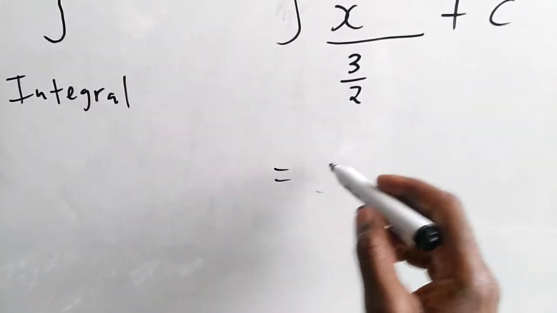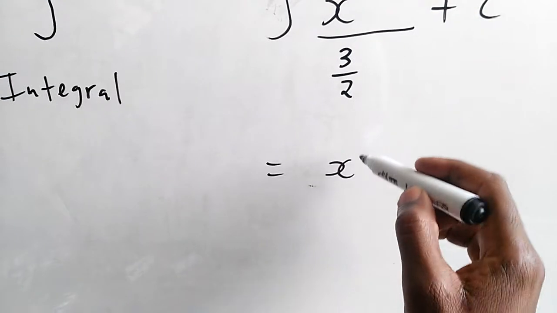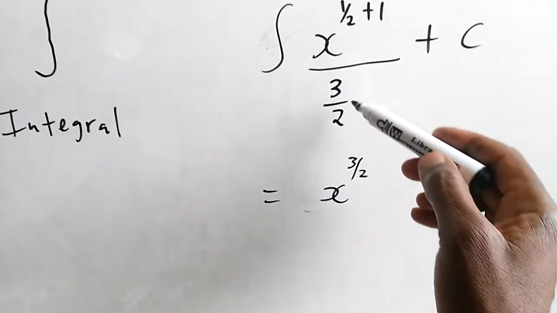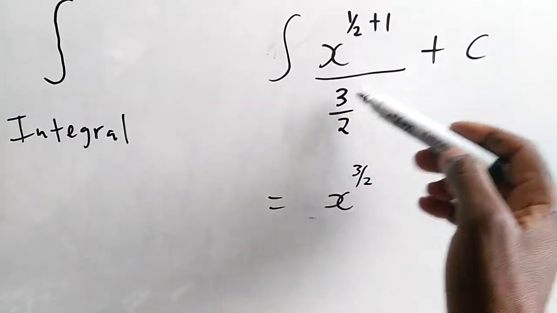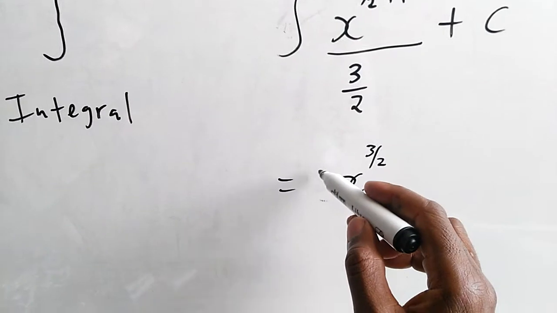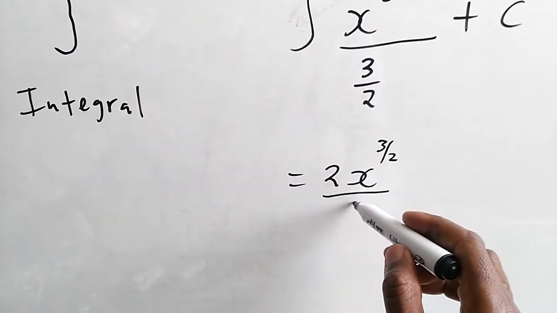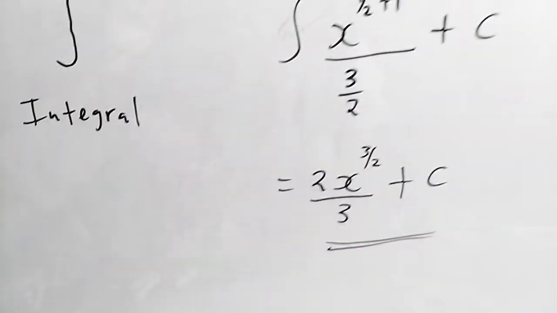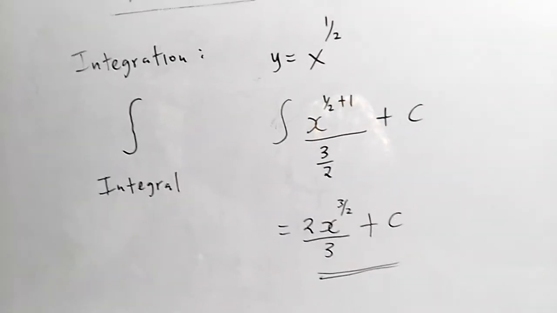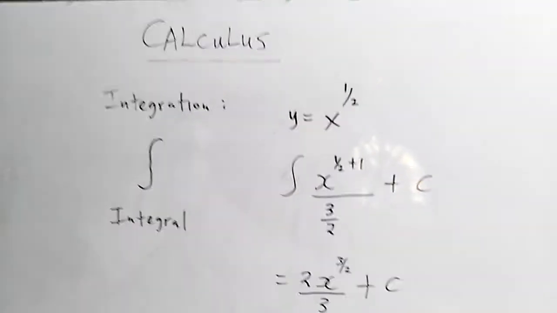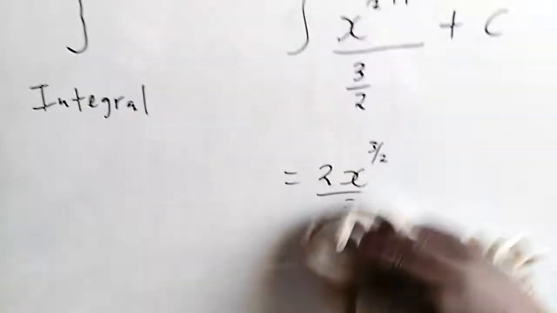Others can say it's the same as saying x to the power 3 over 2. And then it's more like saying 1 over 3 over 2. This will get the inverse. It will mean 2 over 3 plus a constant. Okay. So for integration, we are increasing the powers of x with respect to x for every function of y.